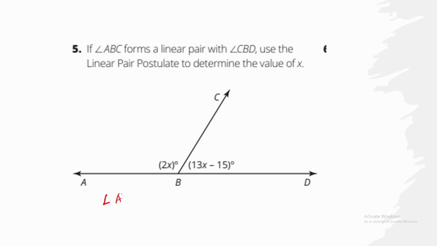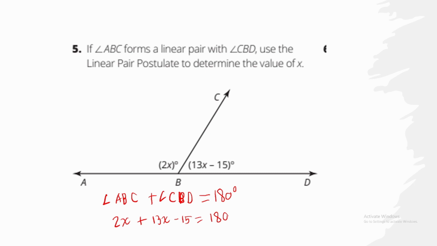So angle ABC plus angle CBD equals 180. So now we could substitute in information. ABC equals 2x plus CBD, which is 13x minus 15. That equals 180. Awesome. Now we just have to solve this.